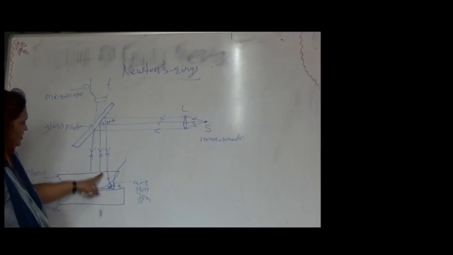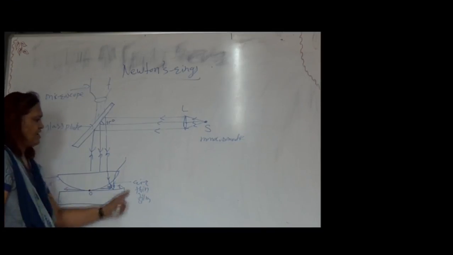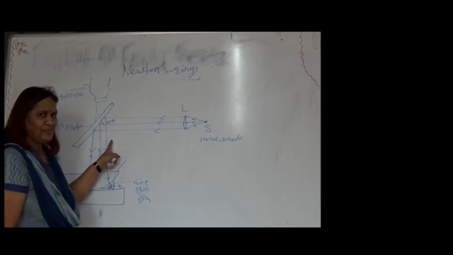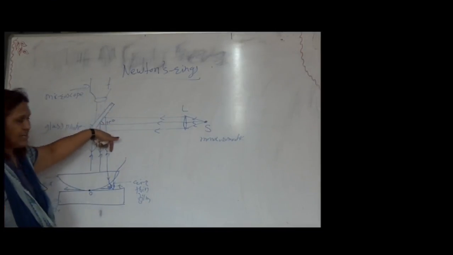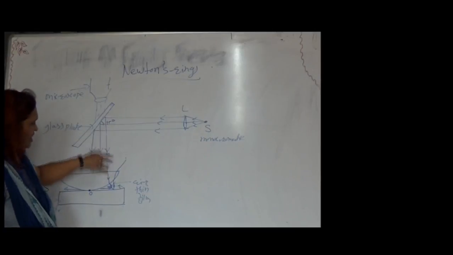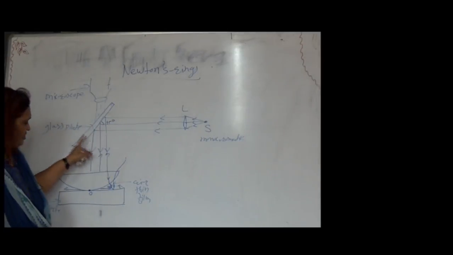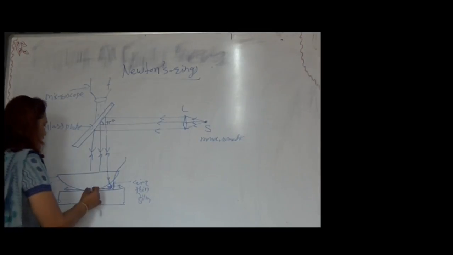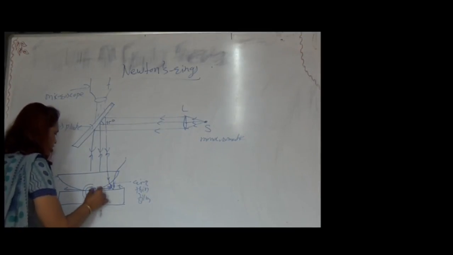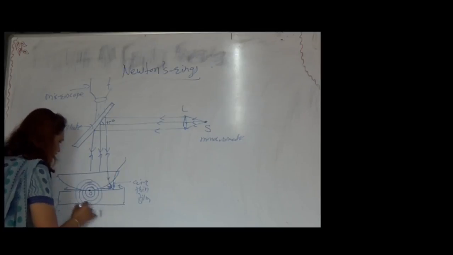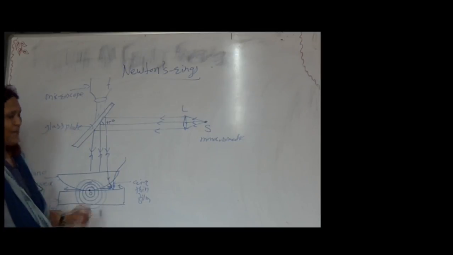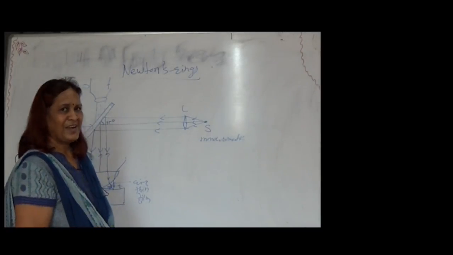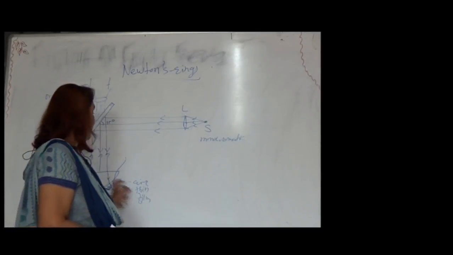Now this whole system we consider as plane and transparent. So the rays are reflected in the upward direction and these rays are in the downward direction. Both rays are in superposition to each other, and there is a formation of an interference pattern around the point of contact in the form of concentric rings. This pattern was first observed by Newton, and he gave that interference pattern his own name, Newton's ring.